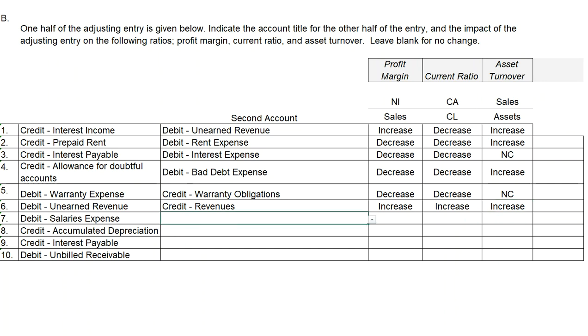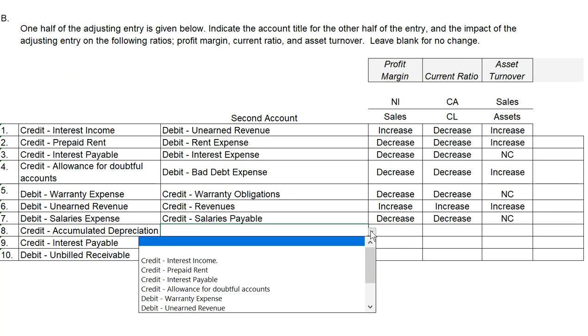We debit salaries expense, which means we're going to credit wages payable, salaries payable, some sort of liability. The increase in expenses will decrease our profit margin. We have no change in current assets, but current liabilities have gone up, so our current ratio will decrease. We had no change in sales, and we had no change in assets, so we've got no change in our asset turnover.